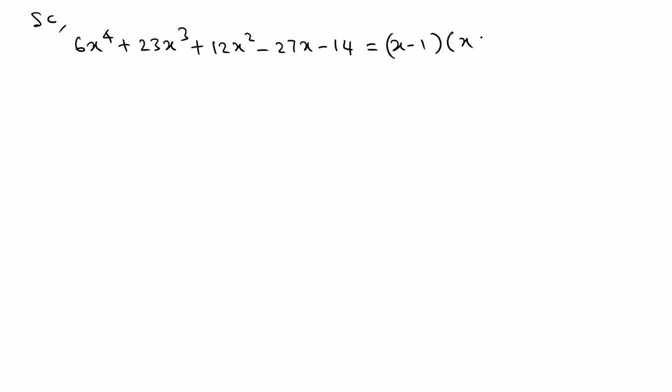So we have 6x to the fourth plus 23x cubed plus 12x squared minus 27x minus 14 equal, we know that one is x minus 1, the other one is x plus 2, the third one is 6x squared plus 17x plus 7. Now what we're going to do, we're going to see whether we can factor this.